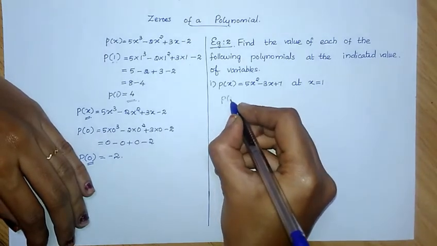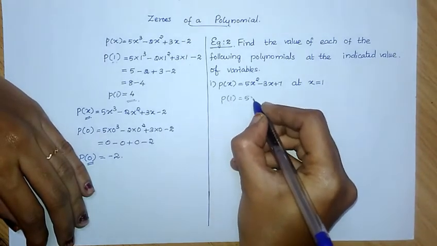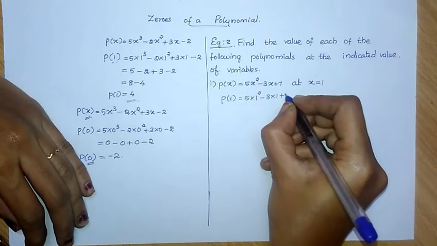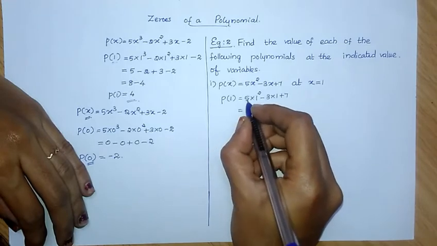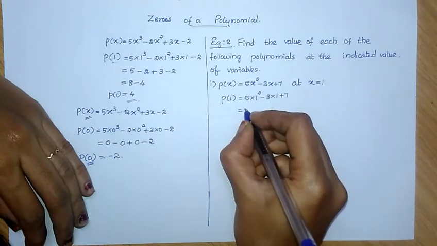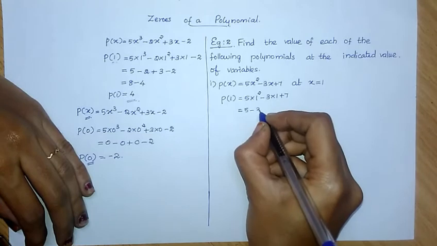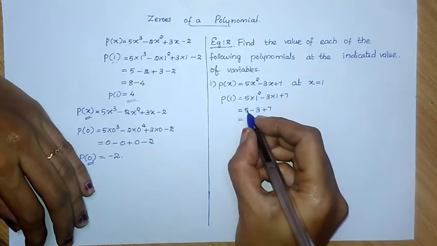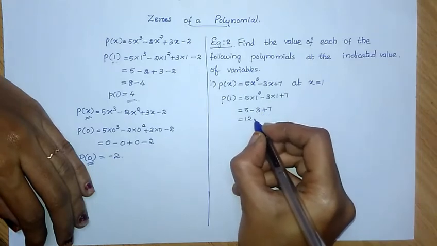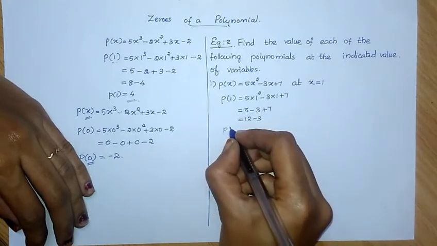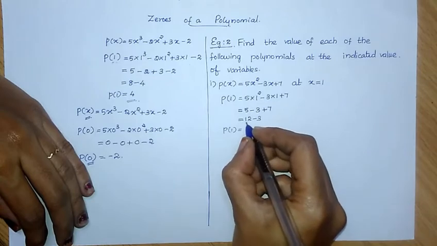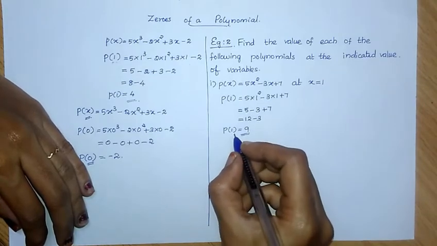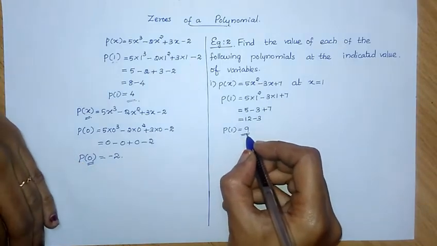So P of 1 is equal to 5 into 1 square minus 3 into 1 plus 7, which is equal to 5 into 1 square is 5 minus 3 into 1, 3, plus 7, which is equal to 5 plus 7 is 12, 12 minus 3. So P of 1 is equal to 12 minus 3 is 9. So P of 1 is equal to 9.